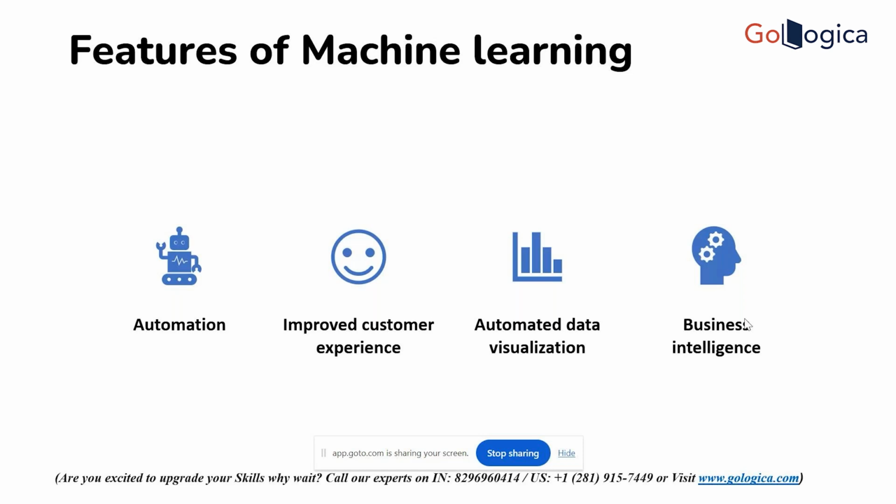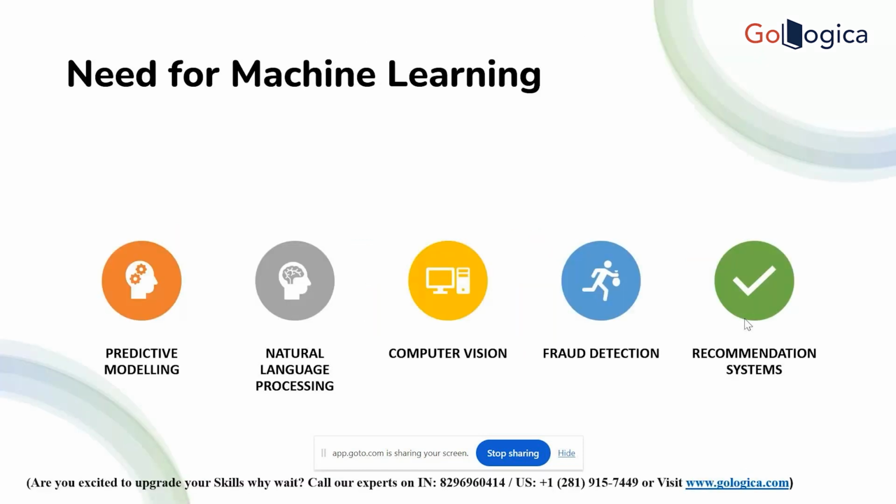So now let's see what is the need for machine learning in today's world. Machine learning is important because it allows computers to learn from data and improve their performance on specific tasks without being explicitly programmed. This ability to learn from data and adapt to new situations makes machine learning particularly useful for tasks that involve large amounts of data, complex decision making and dynamic environments.